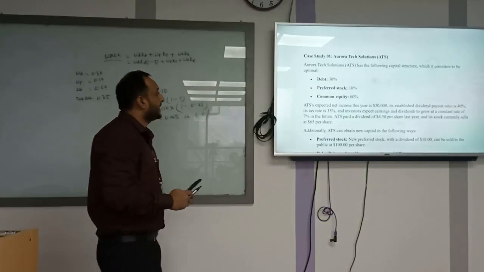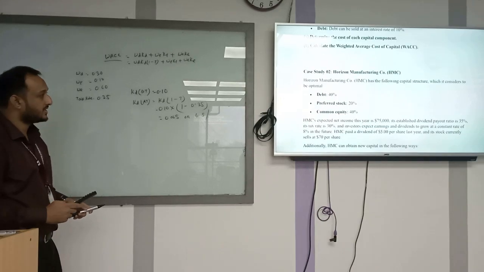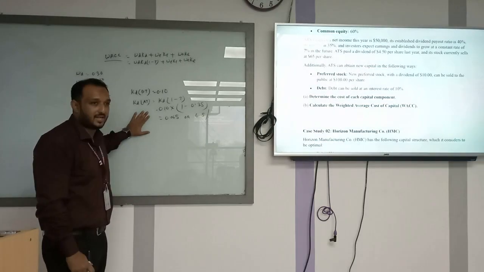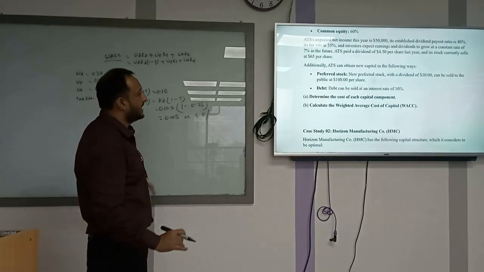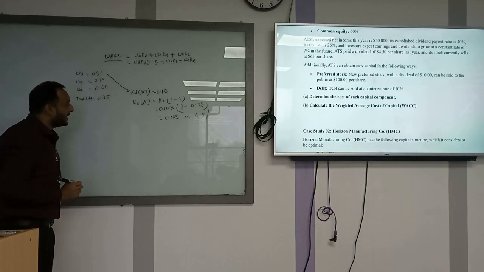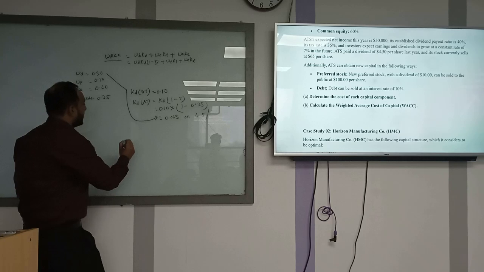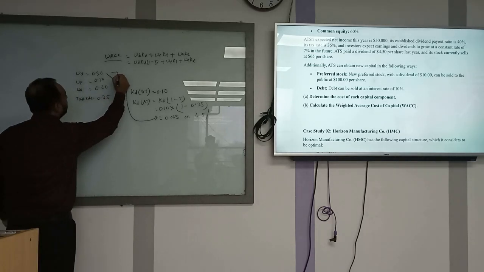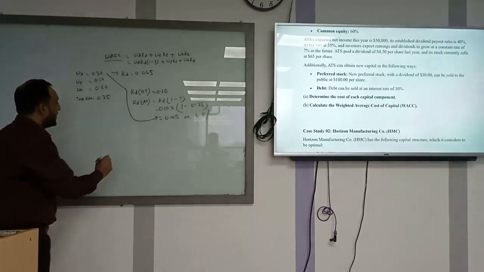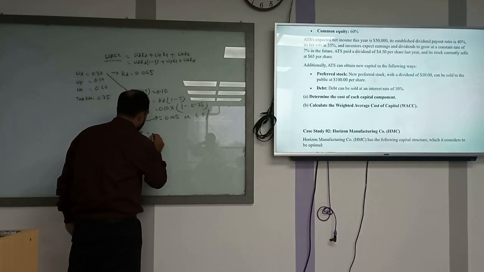The weights were given, that is how much debt, how much preferred, how much common equity, and I just put them in decimal figures. So this is my KD after tax. Now I will multiply this with WD. Side by side I write KD is 0.065, done. Now I need KP, cost of preferred stock.